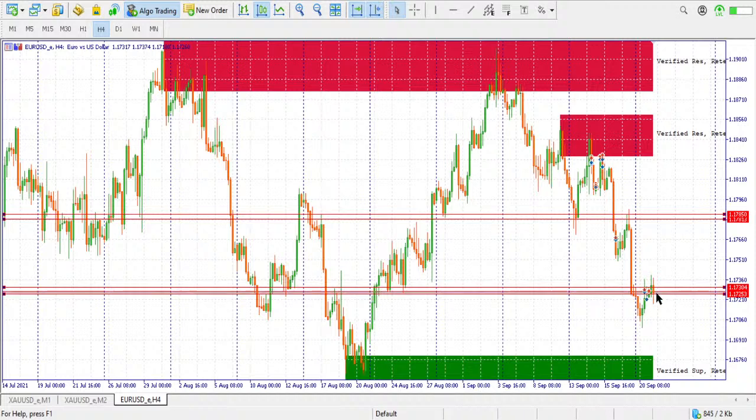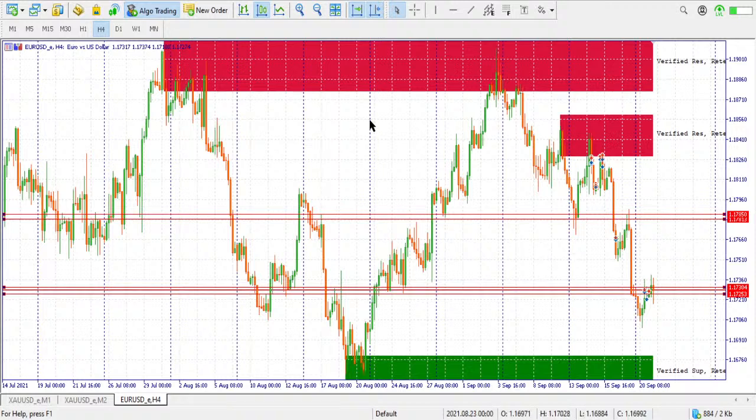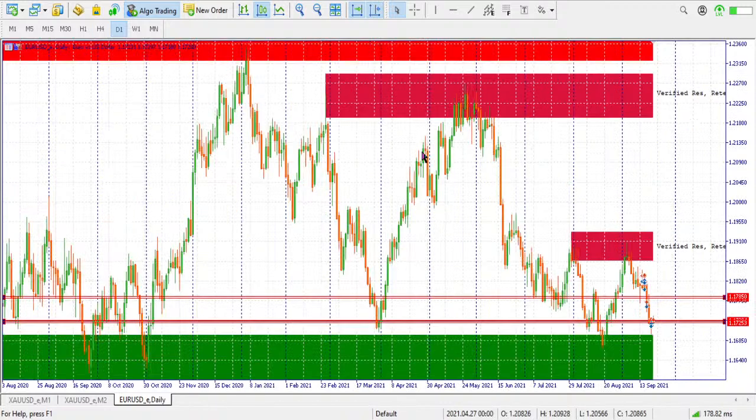Then we have this level where the price is now. If the price maintains itself below it, then this will mean we are now continuing bearish, at least up to this verified support. The next level is this, the next zone is this one, and the next zone is the one at the very top. So these are the places where if the price can come back up to, then we're going to be interested in trades.